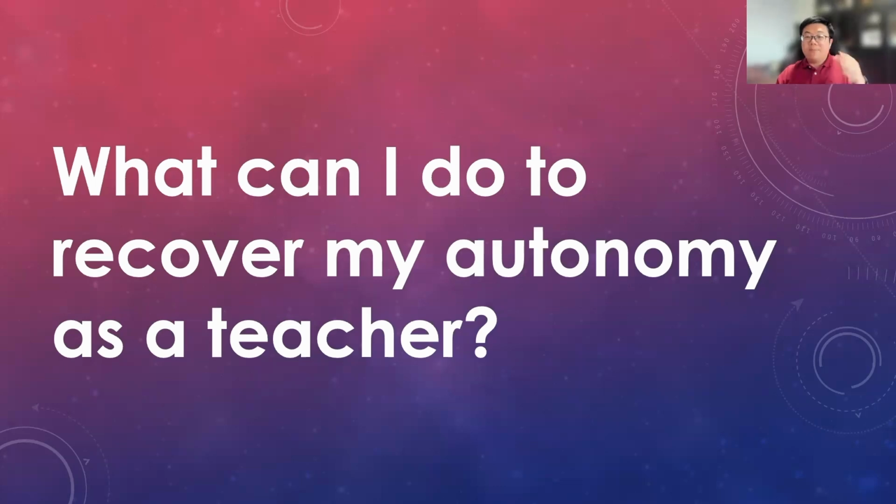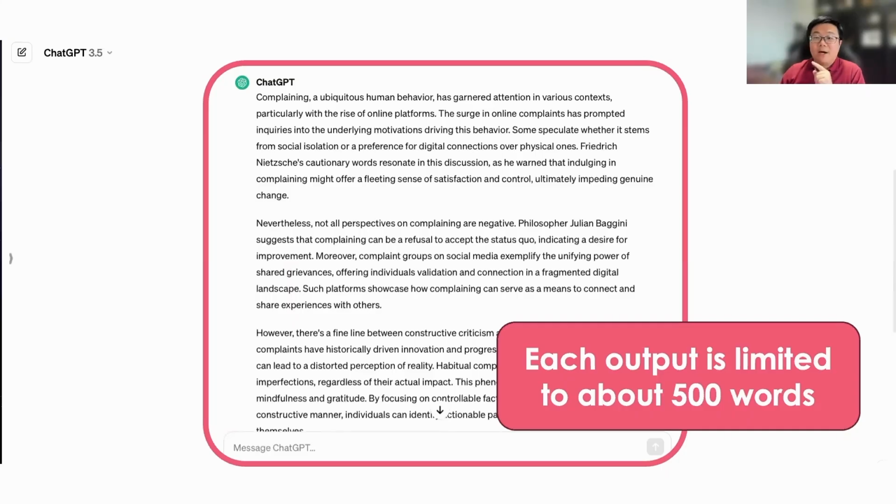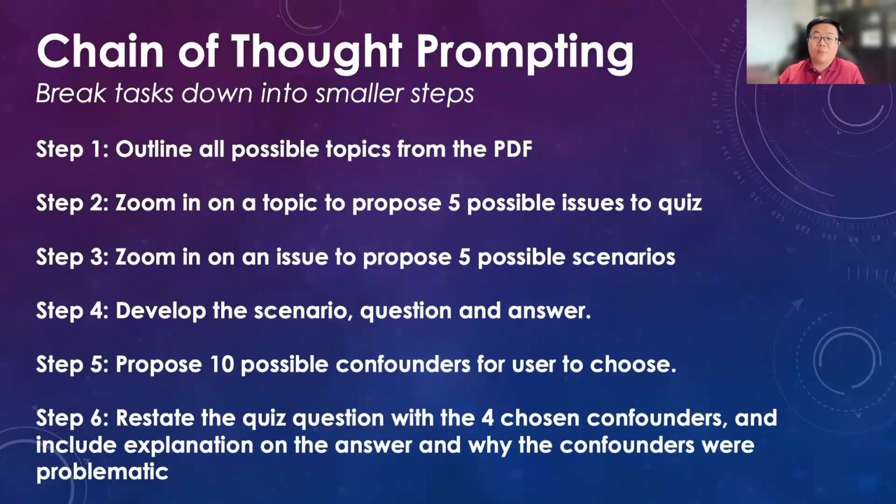Yeah. So let me explain some things first. ChatGPT's output, each response actually, has a limit. The word limit is 500 words. So if you ask it to do a very massive task, it will do it very badly because it is constrained by the 500 word limit. So how can we get it to do better? There is this technique that I learned. It's called chain of thought prompting.